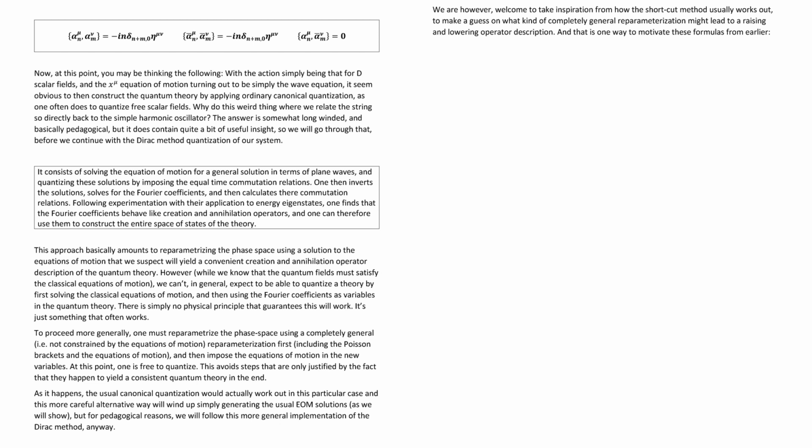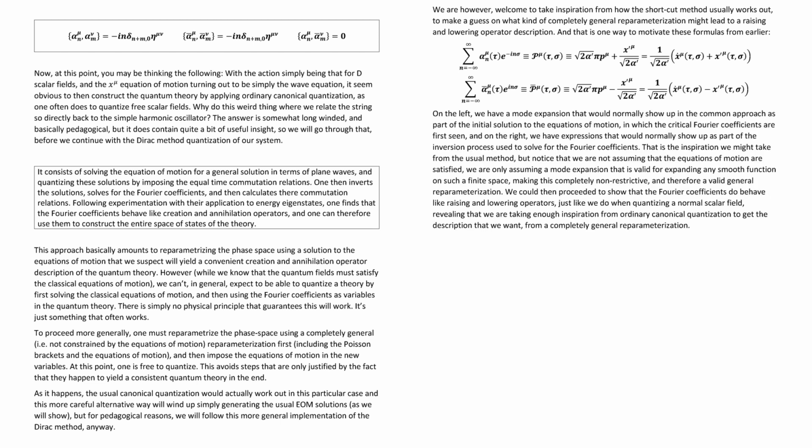We are, however, welcome to take inspiration from how the shortcut method usually works out to make a guess at what kind of completely general reparametrization might lead to a raising and lowering operator description, and this is one way to motivate these formulas from earlier. On the left, we have a mode expansion that would normally show up in the common approach as a part of the initial solution to the equations of motion, in which the critical Fourier coefficients are first seen. And on the right, we have expressions that would normally show up as part of the inversion process used to solve for the Fourier coefficients.